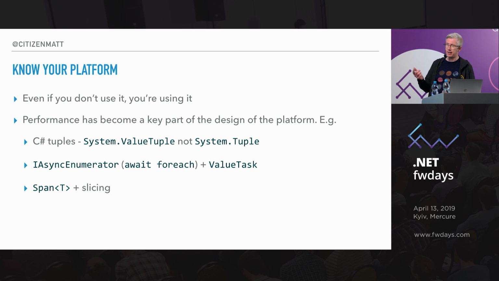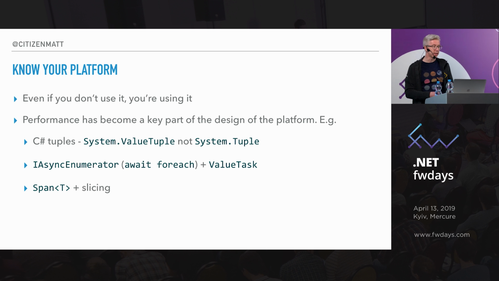An example of this is when C# added tuples. They didn't use the existing System.Tuple class. They introduced a new type, System.ValueTuple. This is not a class, but a struct. And again, this is all about being memory efficient.